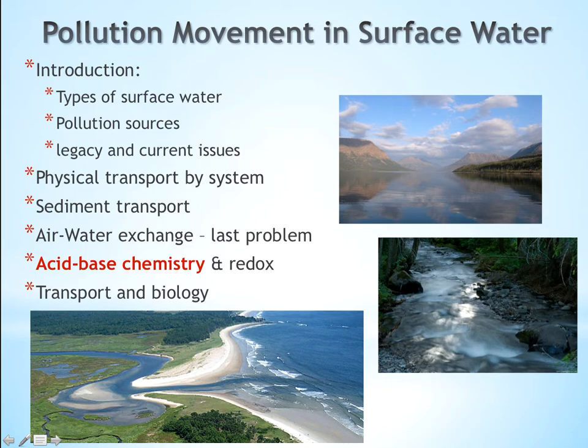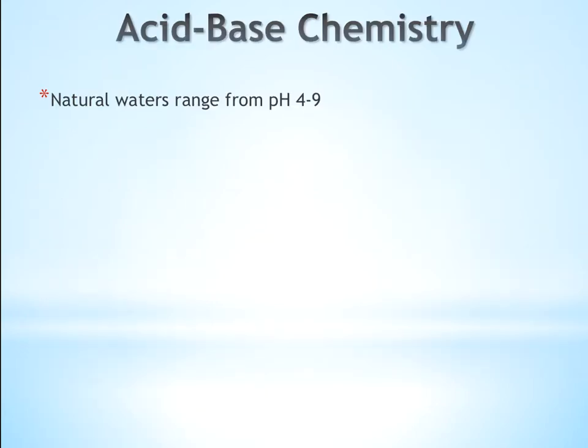So here we're going to talk a little bit about acid-base chemistry in surface waters, and pH is often thought of as a master variable in surface waters, as it really determines who can live in a body of water and then what sort of chemistry goes on there. So the pH of natural water ranges from between 4 and 9, with 7 being neutral.